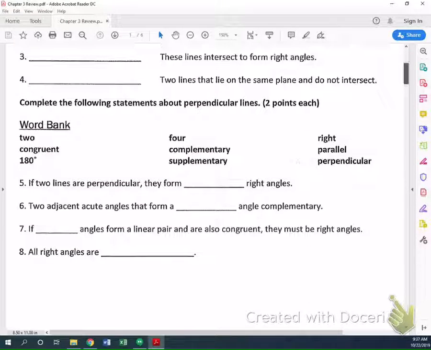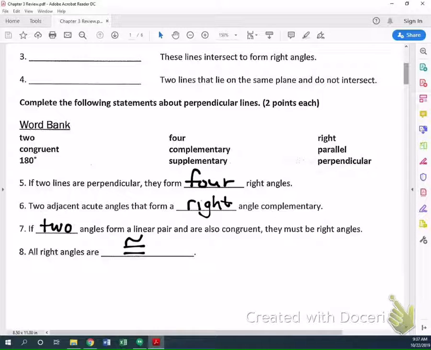All right, bottom of the front. If two lines are perpendicular, they form how many right angles? 4 right angles. Good. Two adjacent acute angles that form a blank angle are complementary. Yes, complementary means they add to 90, so it would have to make a right angle. If blank angles form a linear pair and are also congruent, they must be right angles. 2 angles. Good. All right angles are congruent. Good. And you can even use the symbol if you want to go quick.